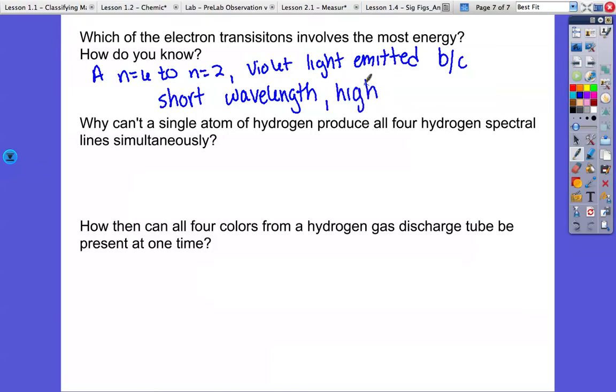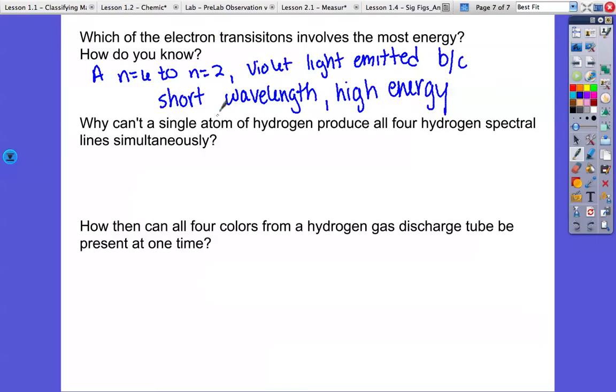The electron has to go through many energy levels. So that's another reason that we know that there's going to be a lot of energy involved with that. Just like you expend more energy going from the sixth floor of a building down to the ground floor, you would expend more energy than someone that goes from the second floor of the building down to the ground floor.